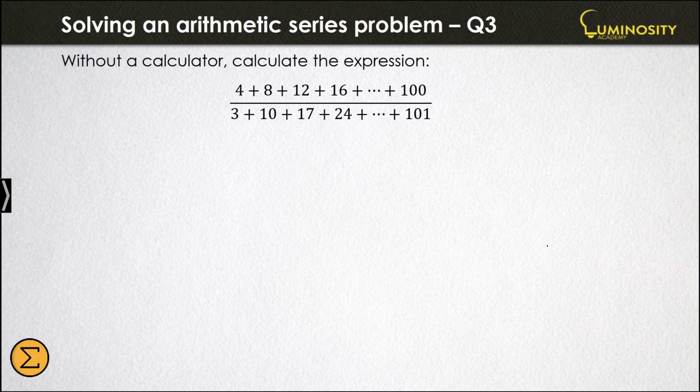And this is a fractional term, right? The numerator is 4 plus 8 plus 12 plus 16, all the way up to plus 100. The denominator is 3 plus 10 plus 17 plus 24, all the way up to 101.